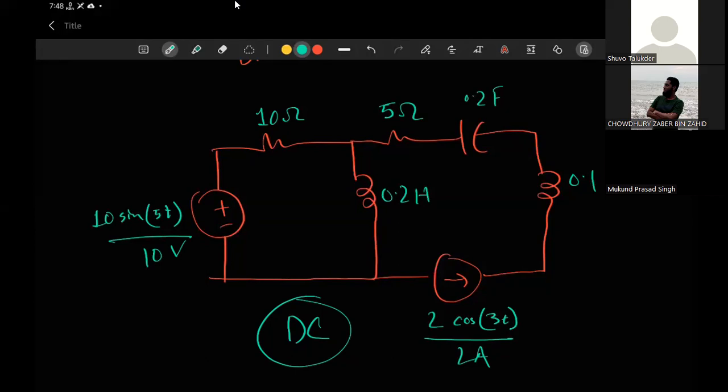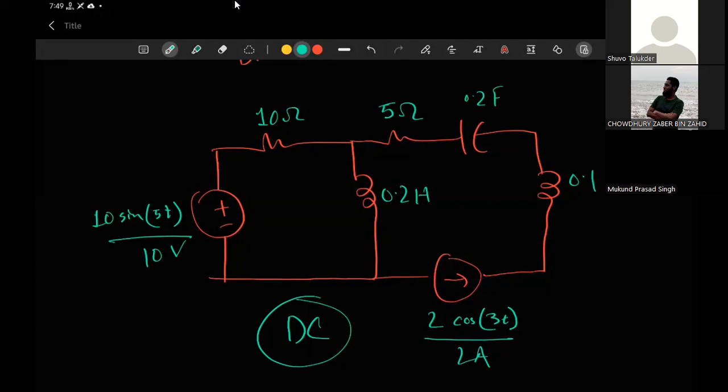So the thing is, in AC, all of these elements, the resistors, inductors, and capacitors, basically work like resistors.